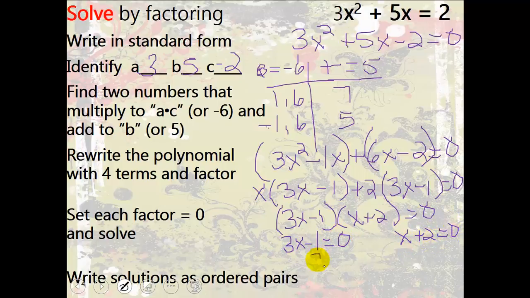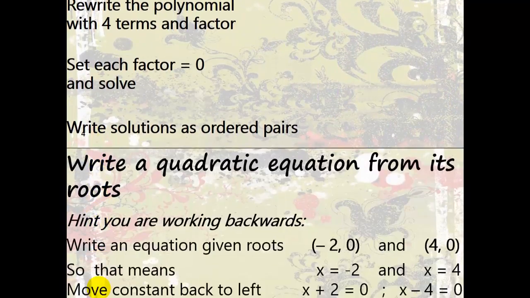So this says 3x equals 1, x equals 1/3. Be careful of that. So you get (1/3, 0), and then x equals -2, subtracting 2 from both sides. So you would get (-2, 0). Okay? All right, we're getting there.